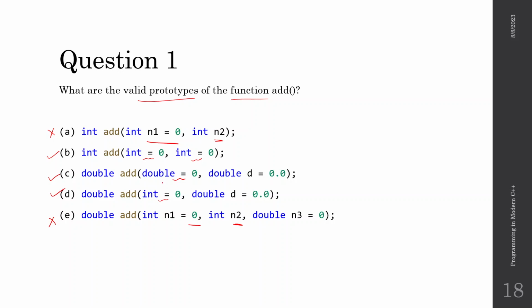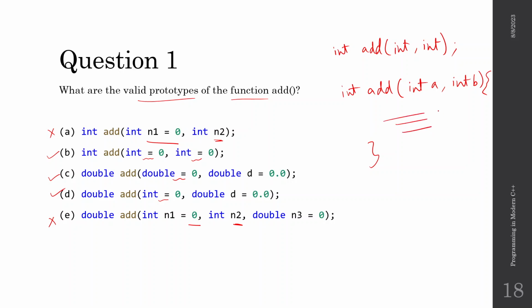This is allowed in case of the prototype, when we are writing the prototype. For example, we can write a prototype as int add int. We can write a prototype like this because this is a declaration of the function, but if we have to define the body of the function, then we have to give the variable names. Like this.